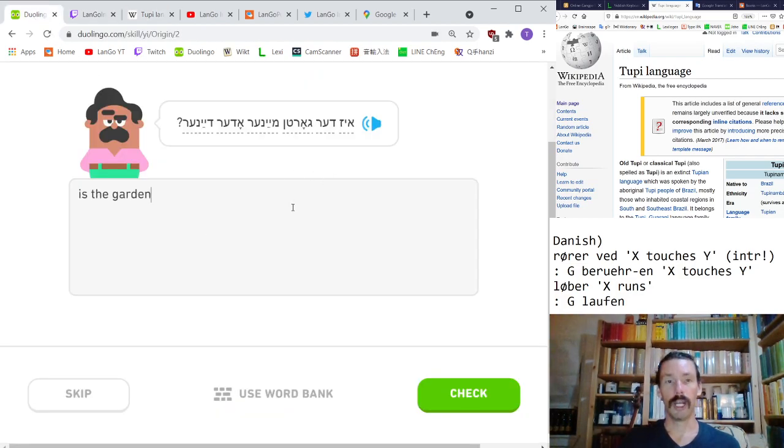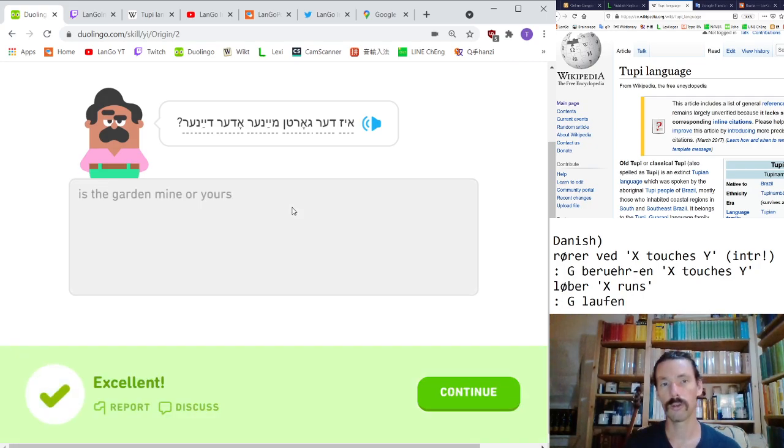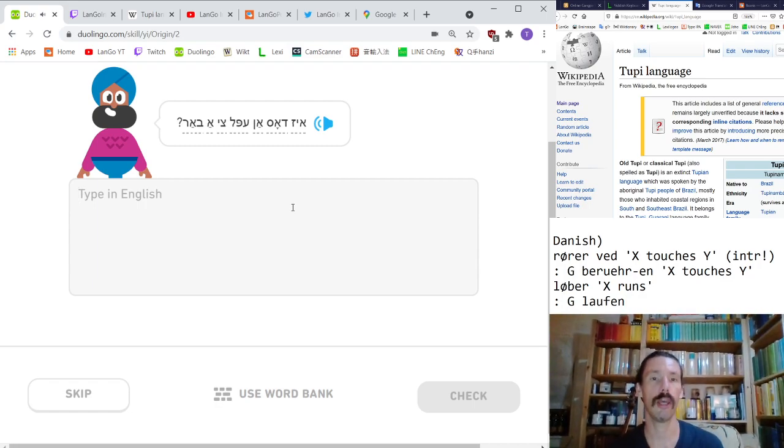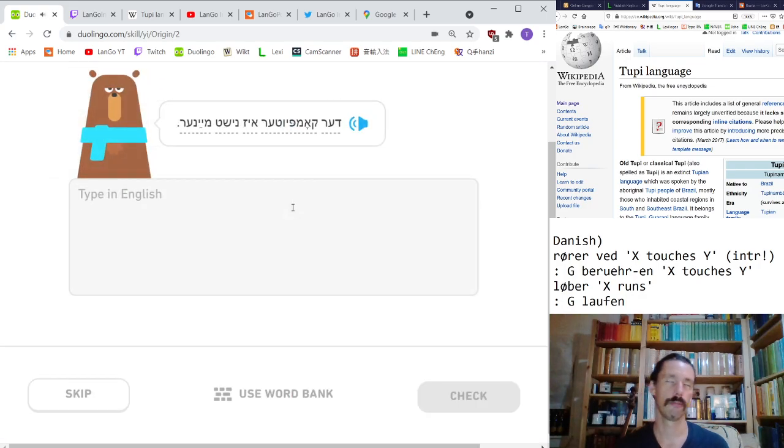Is der Gurten meiner? Is it mine? Or thine or yours? Is dus an apple zi a bar? Is dus an apple? Zi a bar. Pear. Is this an apple or pear? Der Computer is nicht meiner. The computer is not mine.